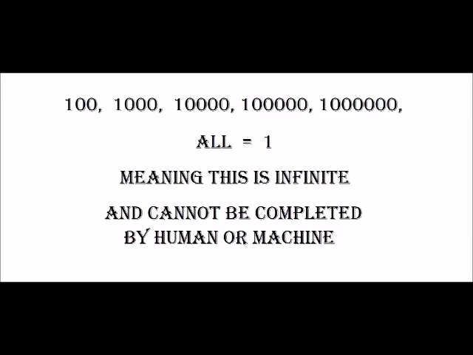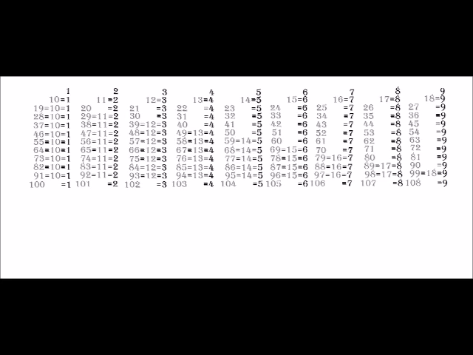So with 100, 1 plus 0 plus 0 equaling 1, we can see that the same is for 1,000, 10,000, 100,000, a million, and so on. Which means that this is infinite. It cannot be completed by human or machine. It will just keep going. You can just keep doing this forever, if you want, depending on how bored you are.